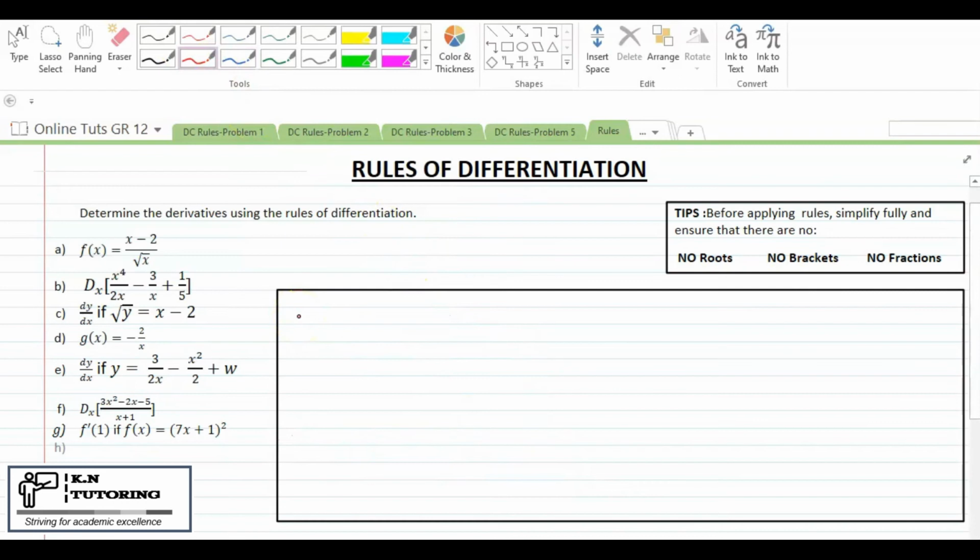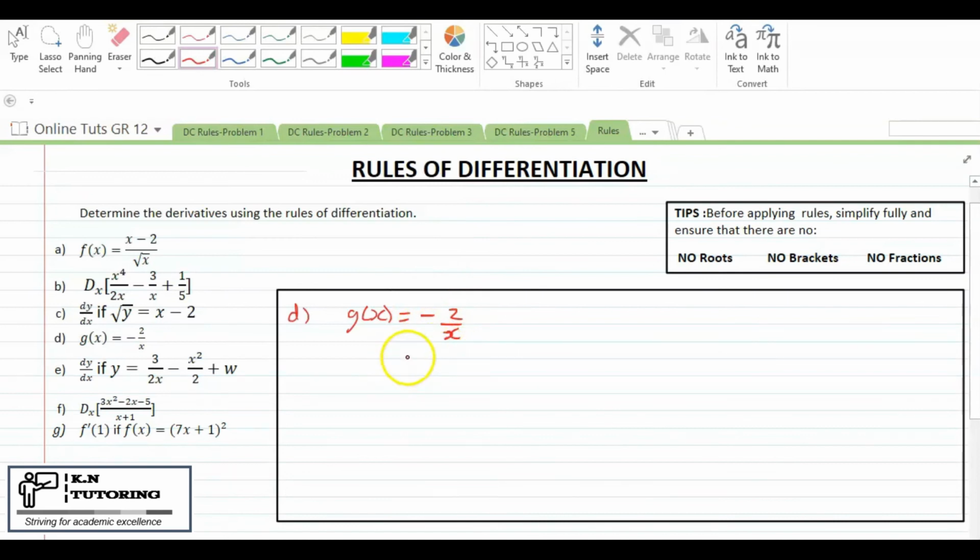Moving to D. D, it says, if we are given g of x is equal to minus 2 over x, determine the derivative. If you watched the previous video when I was covering first principle, you will realize that this problem was given and I had to solve it using first principle. The answer that I got is the answer that I'm going to get now using rules of differentiation.